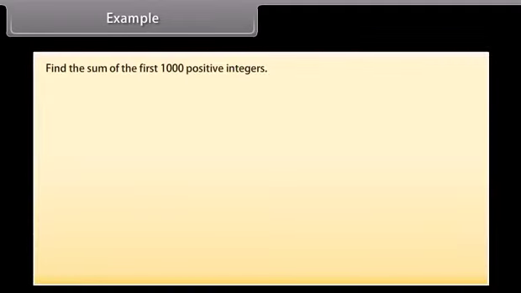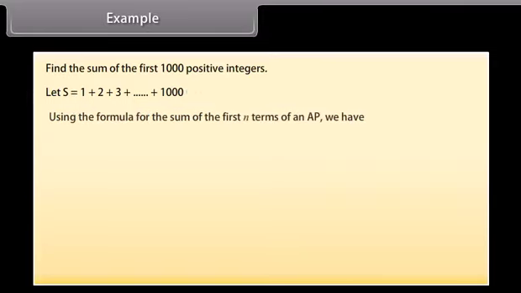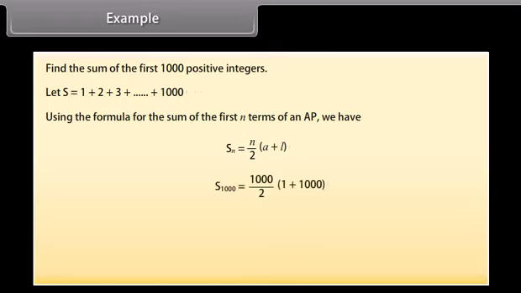Find the sum of the first 1000 positive integers. Let S is equal to 1 plus 2 plus 3 and so on plus 1000. Using the formula for the sum of the first n terms of an AP, we have Sn is equal to n upon 2 into a plus L. Substituting the value of n, we get S1000 is equal to 1000 upon 2 into 1 plus 1000.